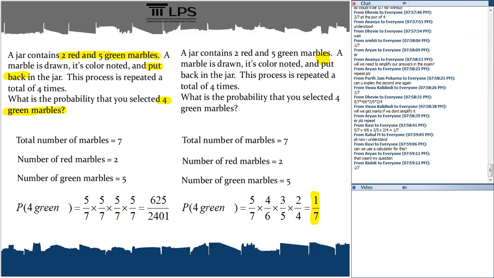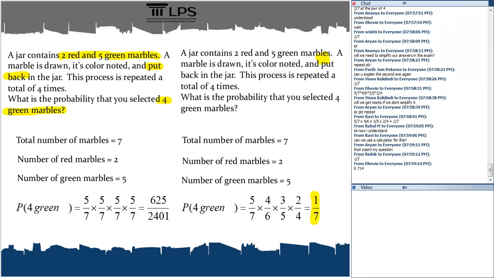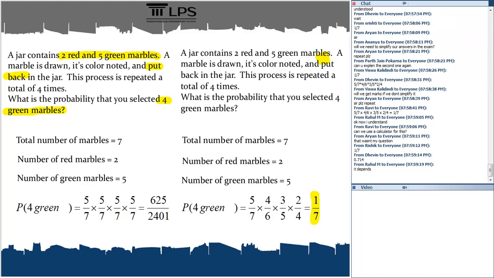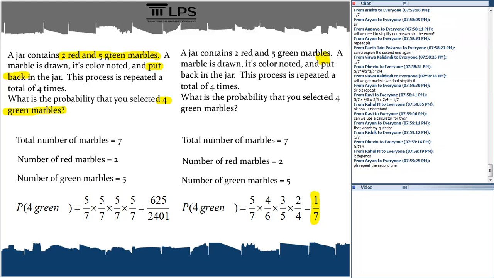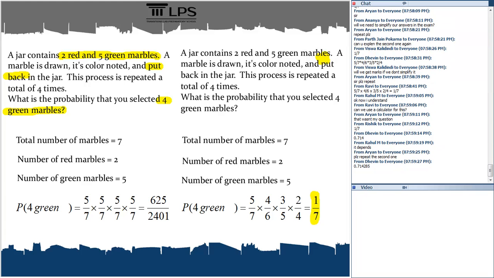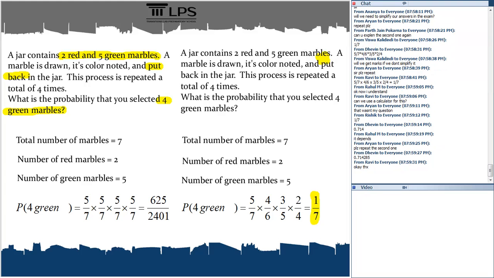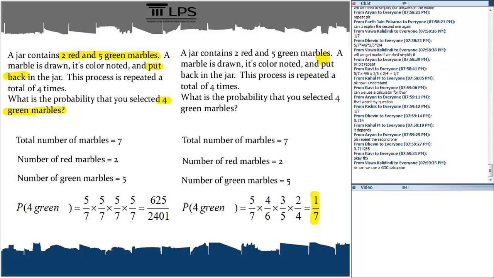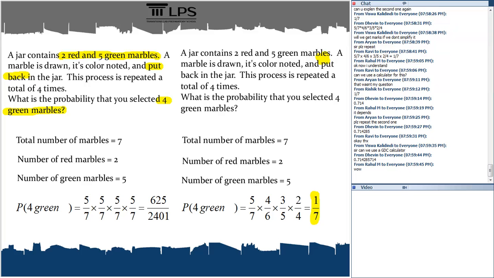Can we use a calculator for this? ASMA students can use the calculator. AMC students cannot use the calculator. Okay, let's move to the next question. Yeah, Vishwa has another question here. GDC calculator. Yeah, you can use the GDC, no problem. That's okay. GDC is allowed.